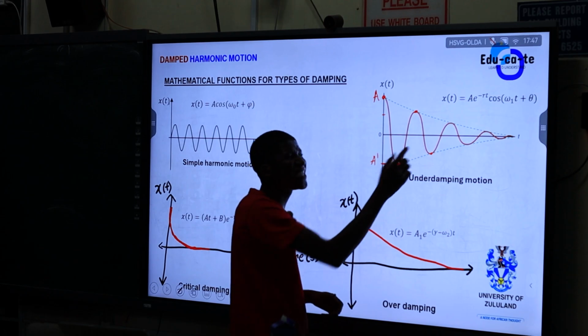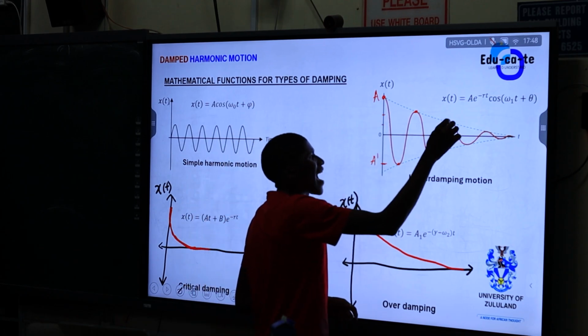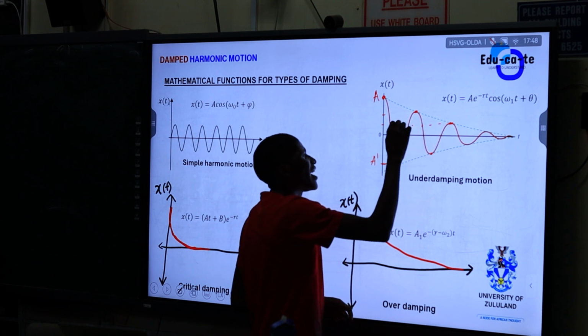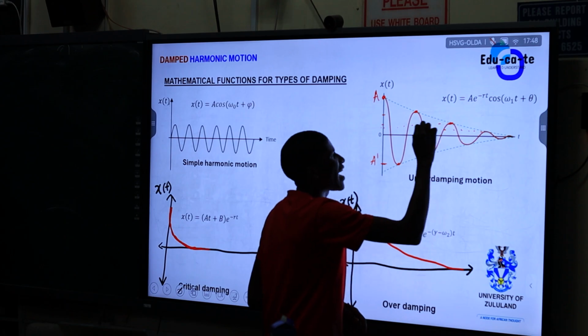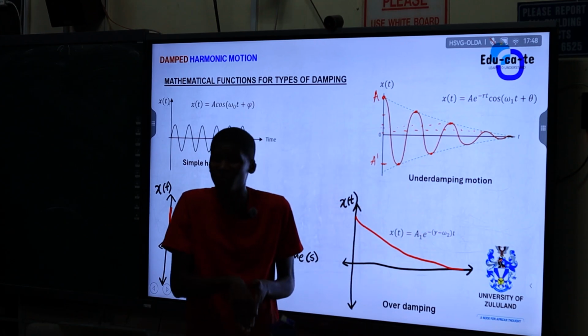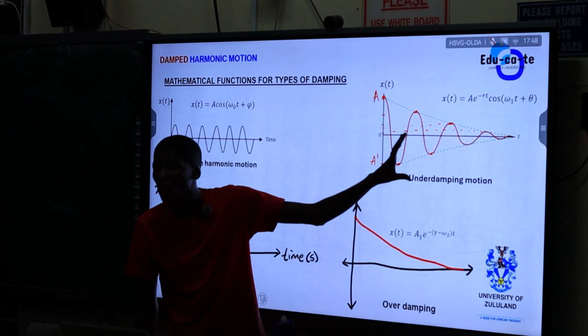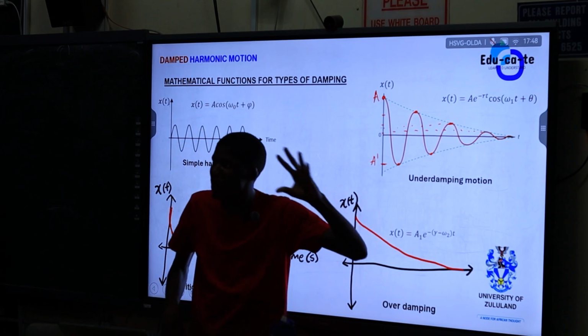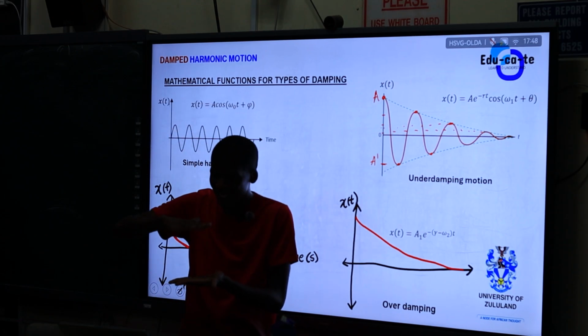It will decrease, but it's still oscillating. But the amplitude keeps on decreasing. When you are here, your amplitude is now smaller. When you are here, your amplitude is now smaller, even smaller. So your amplitude is becoming smaller and smaller and smaller, meaning that your position is approaching 0, the equilibrium position, but it still oscillates. It's a key.